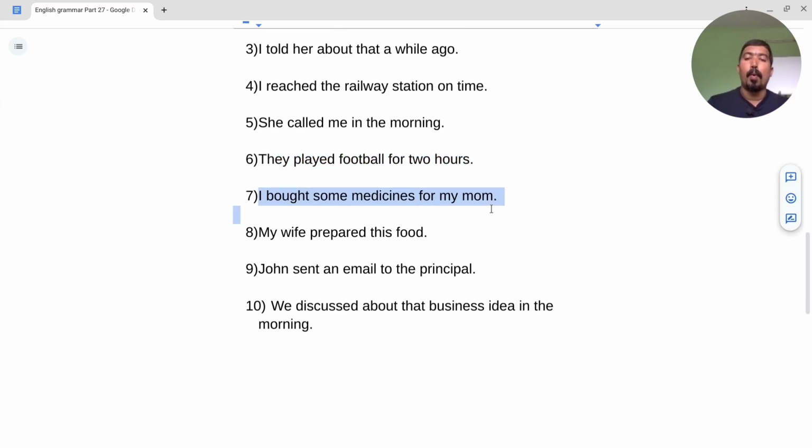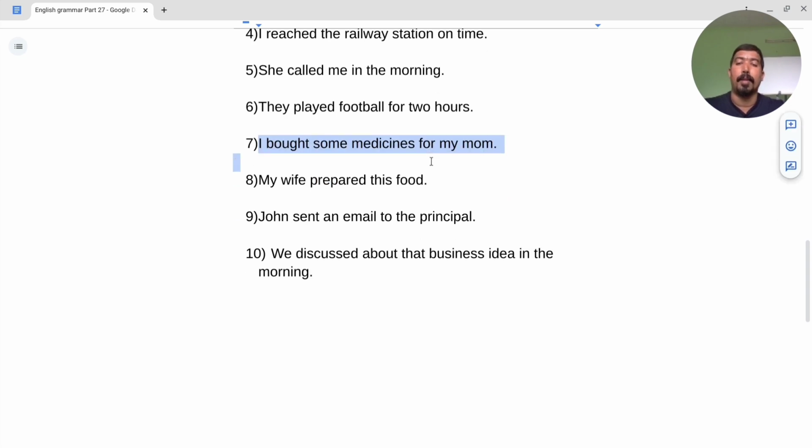Next one. I bought some medicines for my mom. Buy is the present form. Bought is the past form. B-U-Y is the present form. I bought is the past form. This is what I did. This is a completed action. I already did it. Completed. I bought some medicines for my mom. I is the subject. Bought is the verb part, some medicines is the object part.